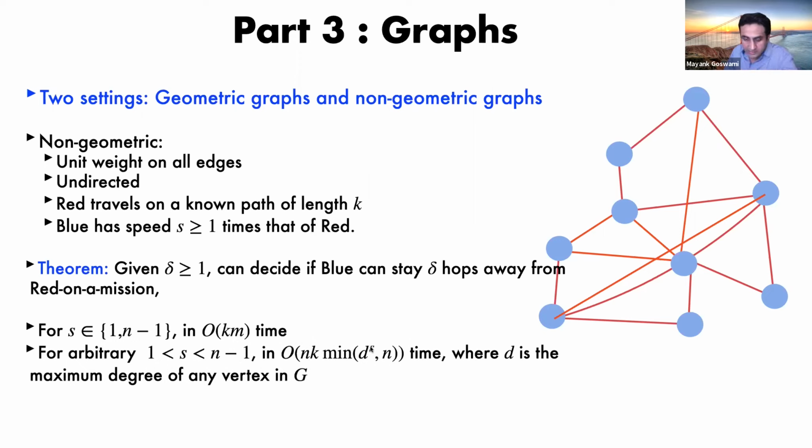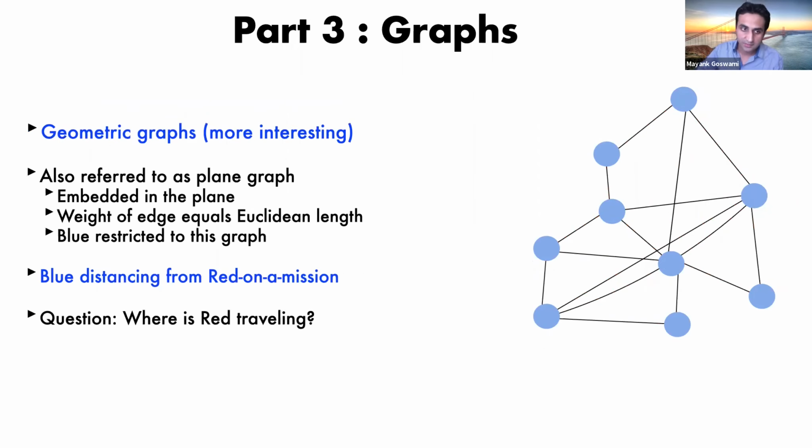Unfortunately, the dependence on s is exponential, which is tragic, but this is what we have right now. And as I mentioned, the bounded speed variance in most settings, even for Frechet, are sort of harder to solve. That is all I'll say for the non-geometric version, because what's more interesting is the geometric graph version.